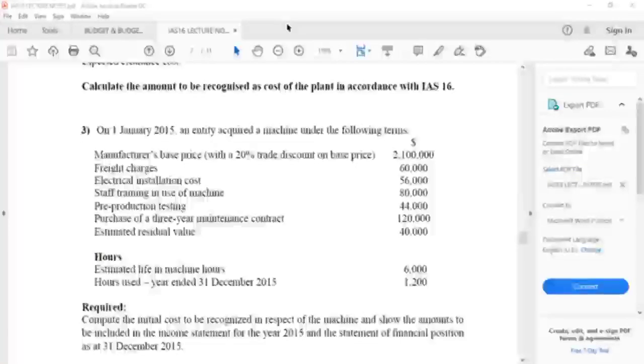I just wanted to ask, can we add that to the pre-production cost? Yes, it will be part of the pre-production cost, but it will not be added to the capital. Yes, it will be wages and salary as a normal expense in the profit and loss, but it will not be added to the cost of the assets.